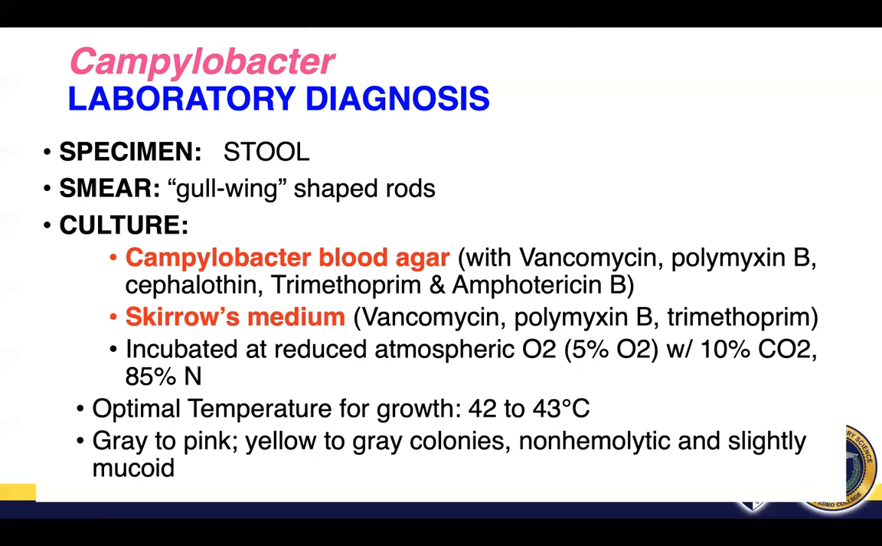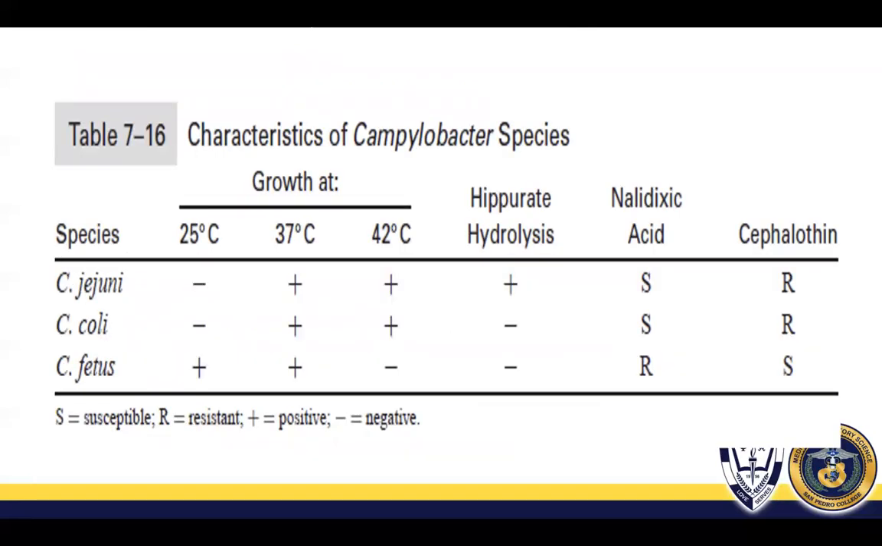Growth is usually observed within 48 hours. The colonies may be gray to pink or yellow to gray. They are non-hemolytic, and may be slightly mucoid. The characteristic species are jejuni, coli, and fetus, although fetus is not as common as the first two. At 25 degrees Celsius, fetus shows growth. At 37 degrees Celsius, all three species are positive. At 42 degrees, only jejuni and coli can grow.